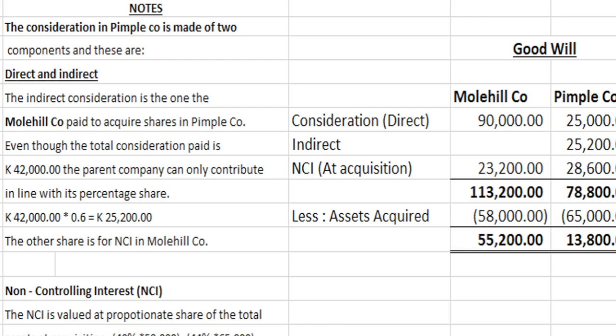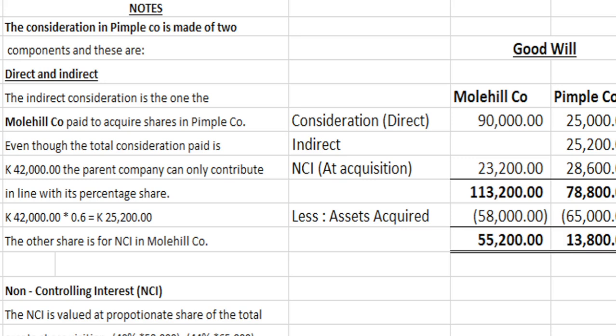So after computing that, for More you are getting 113,200 kwacha. Then for Pimp Company you are having 78,800 kwacha. Then you less the assets acquired. We've already calculated that for More company it is 58,000 kwacha, and for Pimp Company it is 65,000 kwacha. So after computing these two, you are having these figures, which are 55,200 kwacha and, sorry, not 38, but 13,800 kwacha.